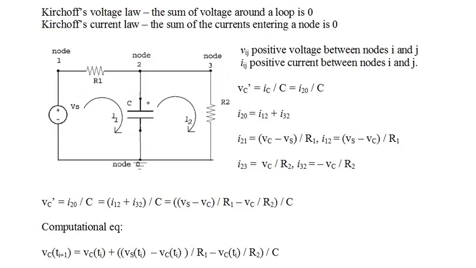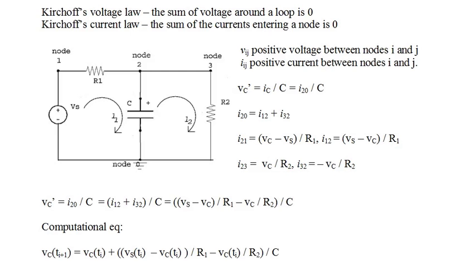There's only one state variable, the capacitor voltage, and we need a differential equation for its rate of change. We start with the capacitor model, which is the rate of change of the capacitor voltage equals the capacitor current divided by C, and looking at the diagram, that is I20 divided by C, where I20 is the current from node 2 to node 0. However, I20 is not a state variable, so we need to find an expression for it that only involves state variables. So let's look at what's happening at node 2.